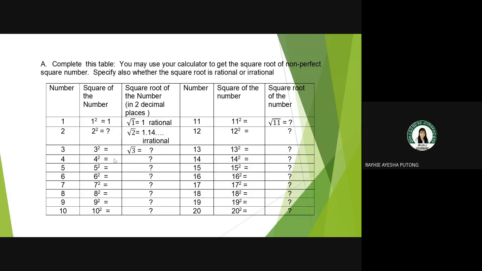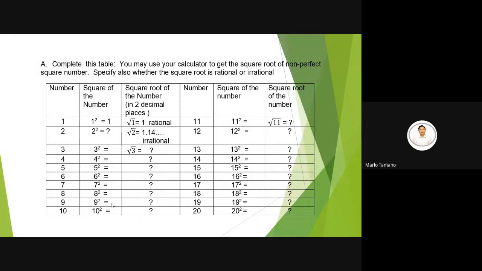16. Next, 5 squared. 25, correct. 6 squared. 36. 7 squared. 49. Next, 8 squared. 64. Next, 9 squared. 81. Then 10 squared. 100. And that is correct.